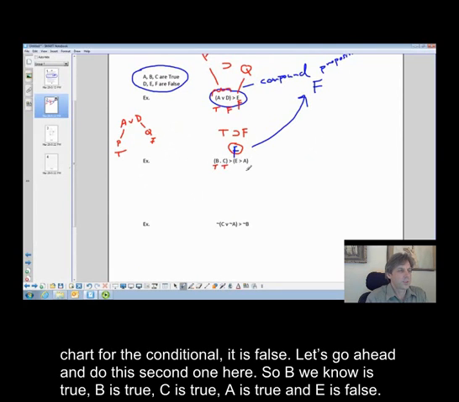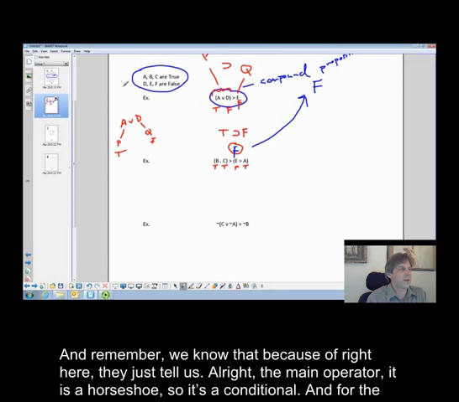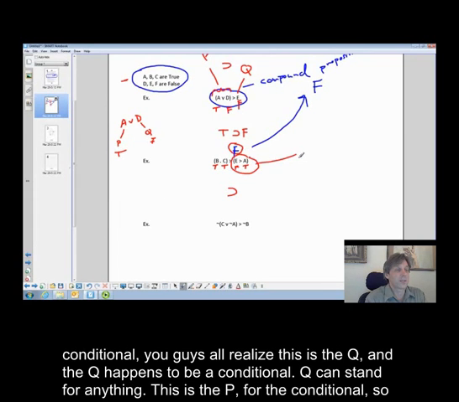B is true, C is true, A is true, and E is false. And remember, we know that because of right here, right? They just tell us. All right, the main operator, it is a horseshoe, so it's a conditional. And for the conditional, you all realize this is the Q, and the Q happens to be a conditional. Q can stand for anything.